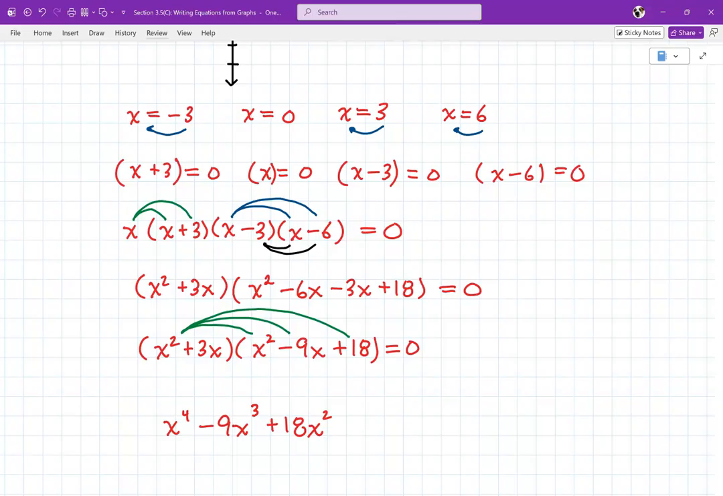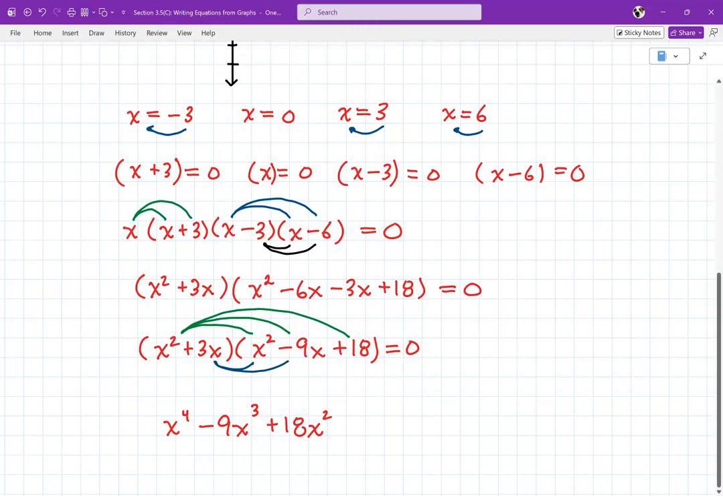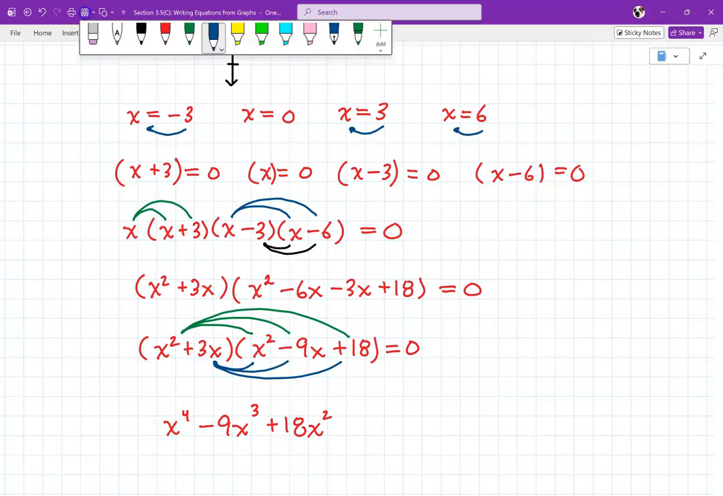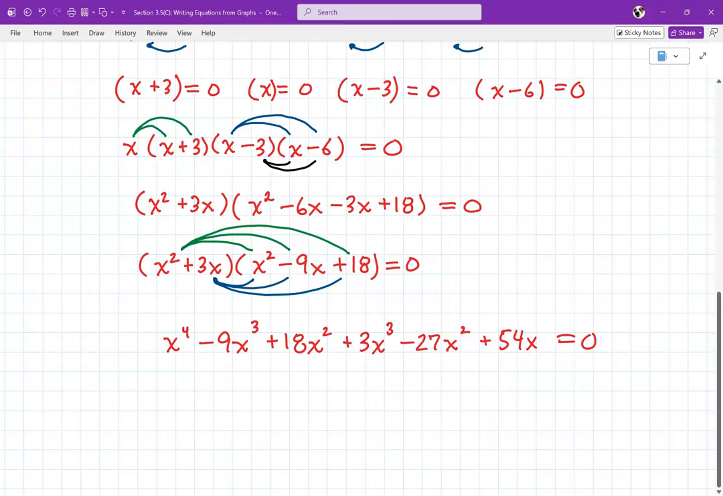Now let's multiply the positive 3x over. Positive 3x times x squared, positive 3x times negative 9x, positive 3x times 18. So 3x times x squared is a positive 3x cubed. And then 3x times negative 9x is a negative 27x squared. And 3x times 18, that's a positive, what is that, 54? So positive 54x equals 0. Clean this up and we're finished.